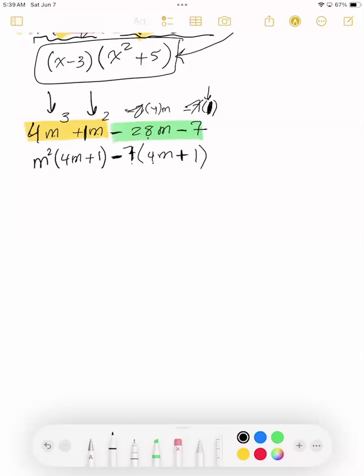As you see, both terms here have 4m plus 1 as a common factor. So I write the common factor, which in this case is 4m plus 1. Open up a parenthesis, then I write the leftover, m squared from here and minus 7 from the next one.